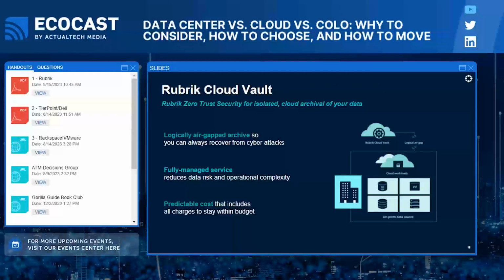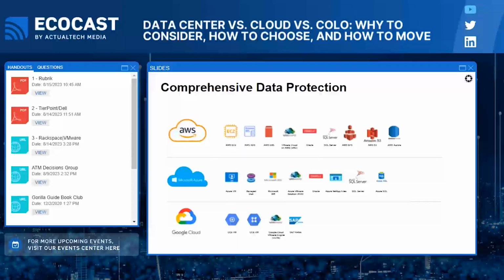As I mentioned, we don't just take our immutable and air-gapped view to the data center, we're taking it to the cloud as well. We have a managed storage environment we call Rubrik Cloud Vault that's going to give you a logically air-gapped archive. It's a fully managed service. You essentially just buy backend terabytes, and that cost model is very predictable for you, giving you that resiliency in the cloud itself.